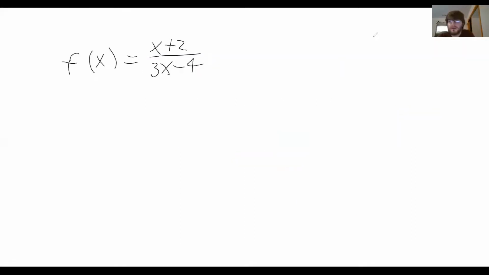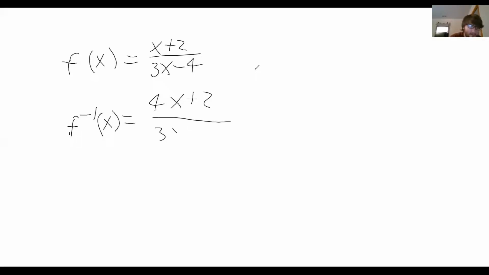So now we want to take a look at how we can differentiate the inverses of functions. And I'm going to go over two different ways with this one problem. So this is the same example as we used before. So we already know the inverse here, so I'll skip that step and just write it down. We have that the inverse is equal to 4x plus 2 over 3x minus 1.